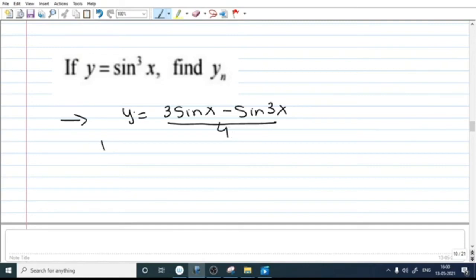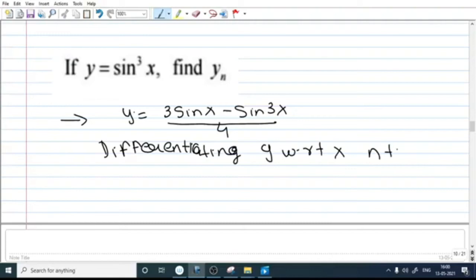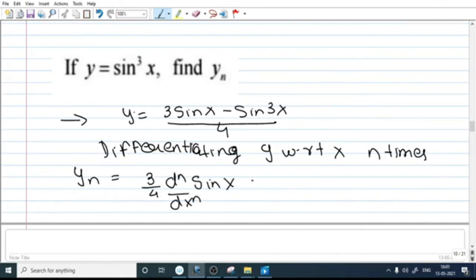After this, what we have to write is: differentiating y with respect to x n times, here it will be yn. Now here it will be 3 by 4 d^n by dx^n of sin x, right? And here it will be 1 by 4 d^n by dx^n of sin 3x.